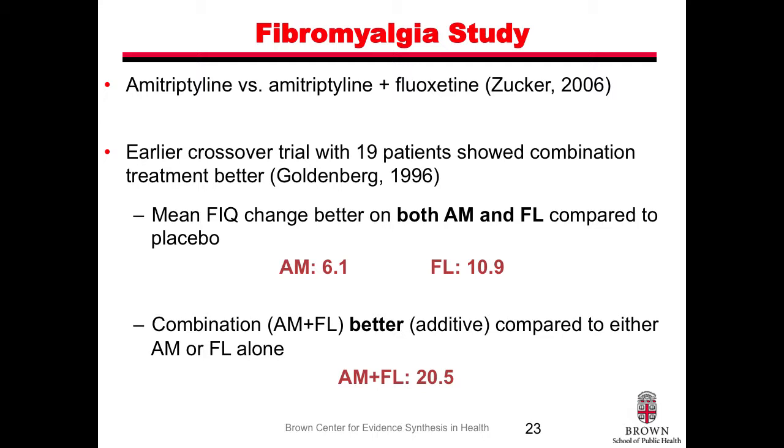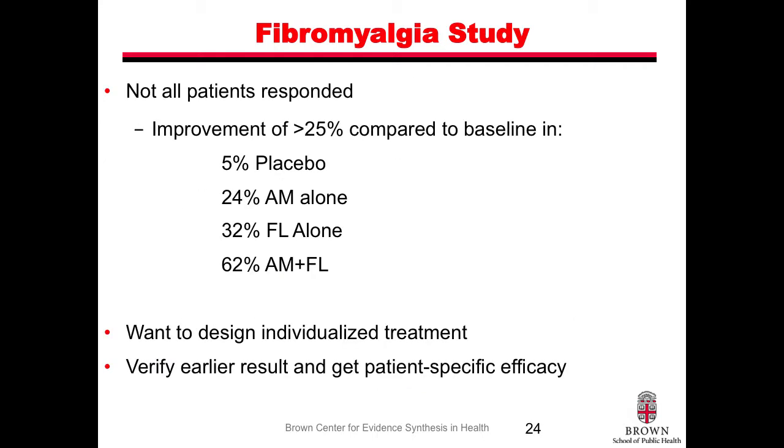What we used here is I'd done an earlier crossover trial in 19 patients. We had looked at amitriptyline and fluoxetine singly, together, and a placebo, and we'd found that the combination seemed to work best. We were using the fibromyalgia impact questionnaire as our main outcome here. And so the N of 1 trial was meant to test the combination versus the amitriptyline.